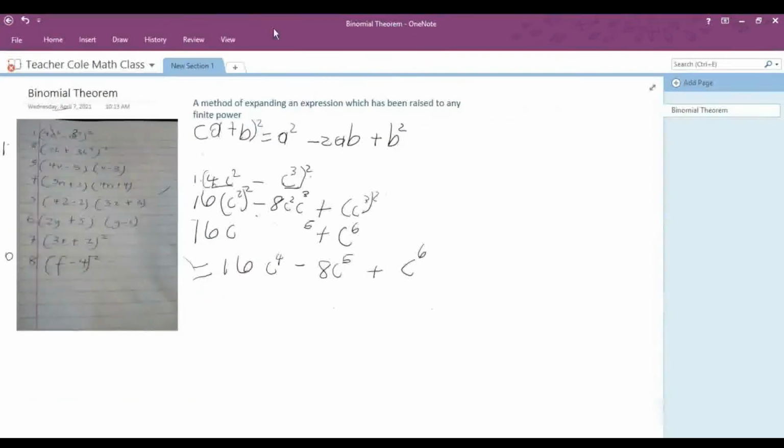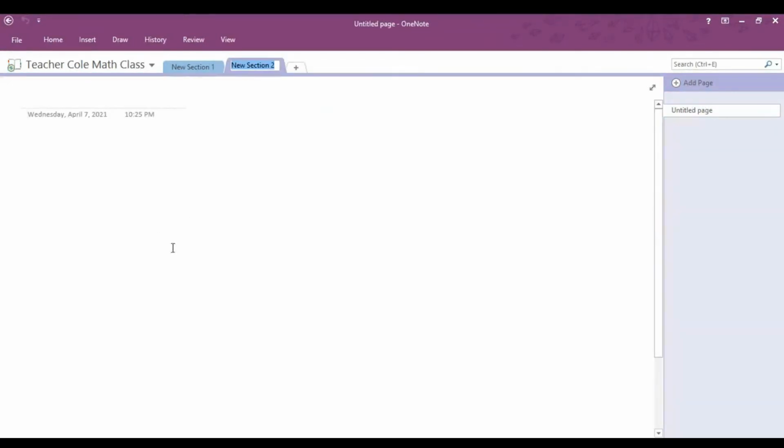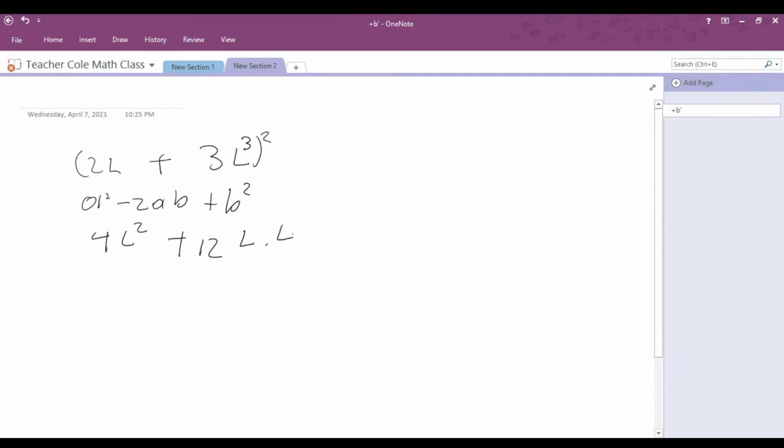We're going to move on now to our second example. The second example says 2l plus 3l cubed, all raised to the second power. And this is a similar process in which we will apply the formula. In rewriting the formula, it would be a squared plus 2ab plus b squared. So we know that should be 4l squared plus 12l times l cubed, plus 9 times l cubed to the second power. And this would be the b squared.